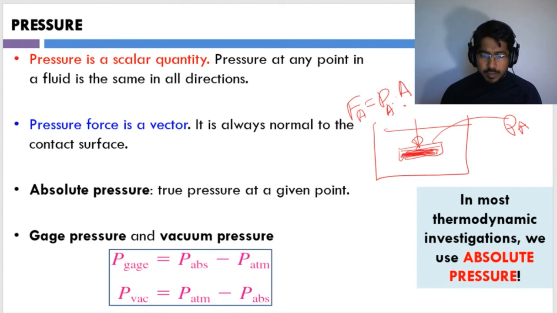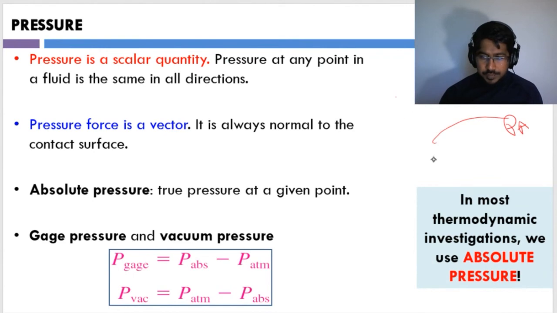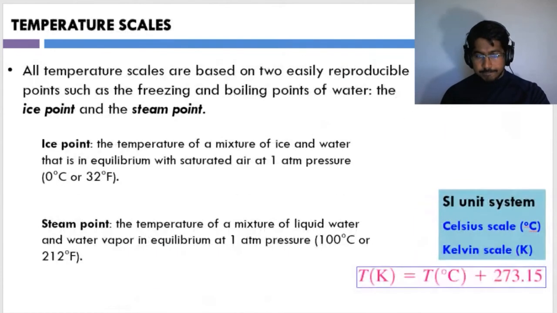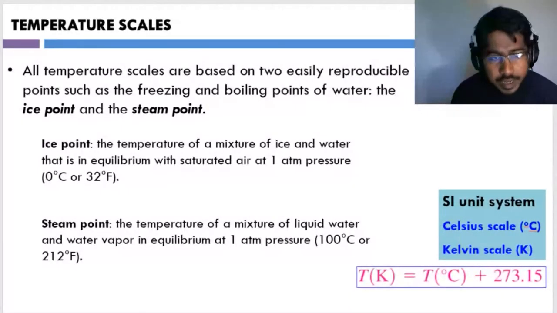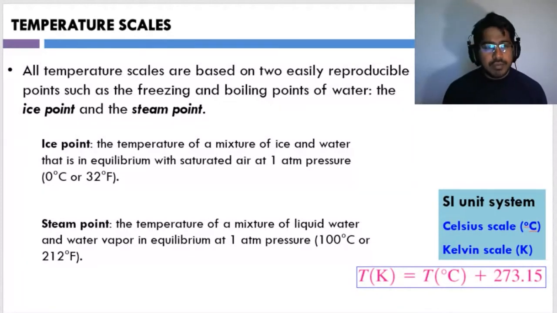Are we absolutely clear about this one? Gauge pressure and absolute pressure? Perfect. And now we have temperature scales.